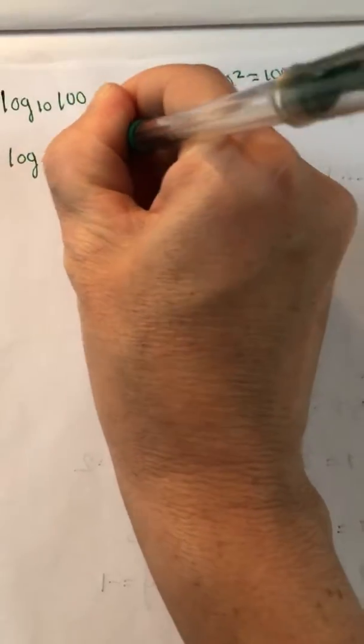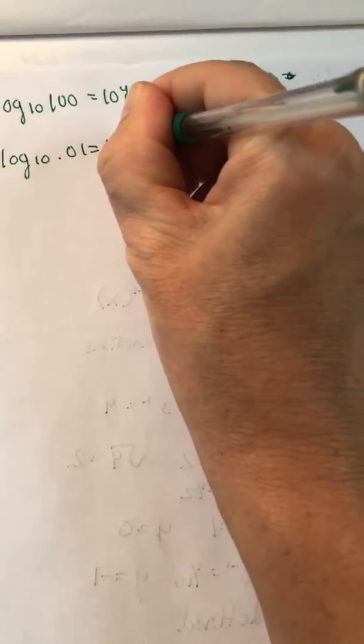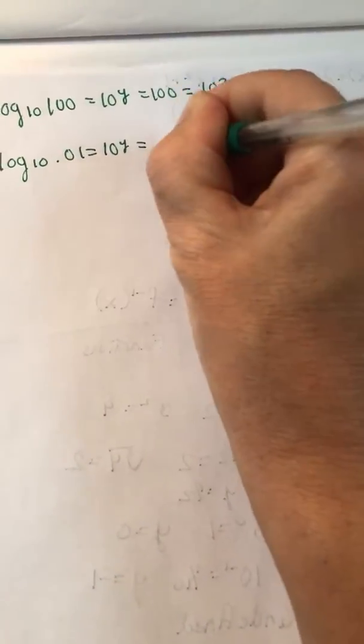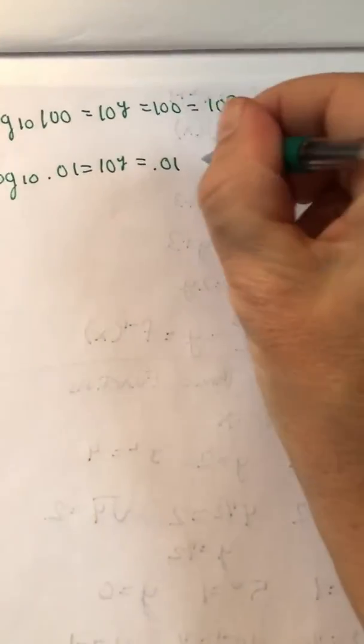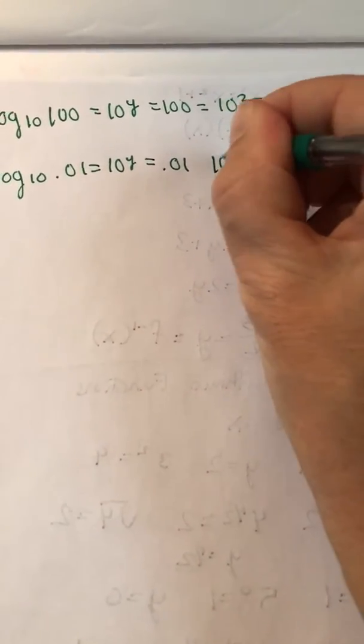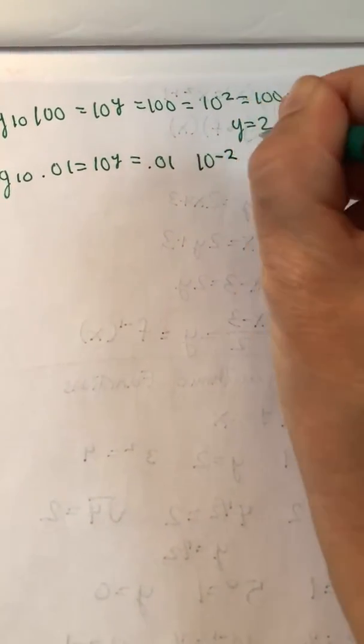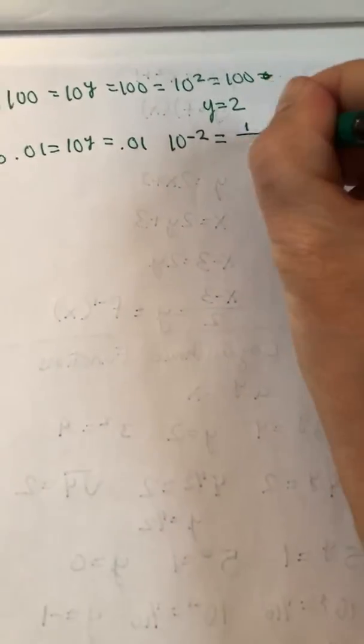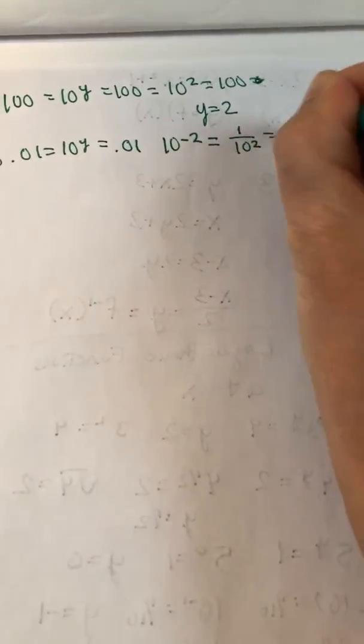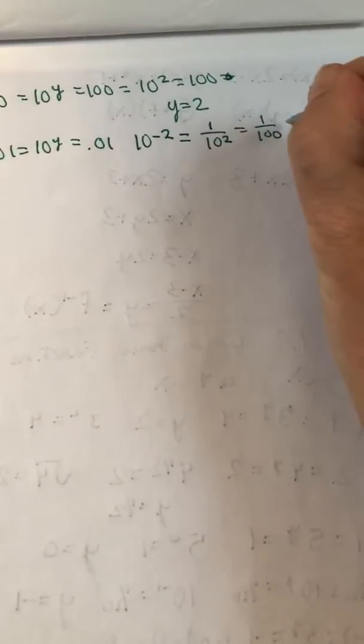Also, log base 10 of 0.01. In other words, 10 to the what equals 0.01? So this is obviously going to be a negative, and that's negative 2. 10 to the negative 2 equals 0.01. Let's look at that one. 1 over 10 squared, or 1 over 100, is the same thing as 0.01. Right, so y there is negative 2.